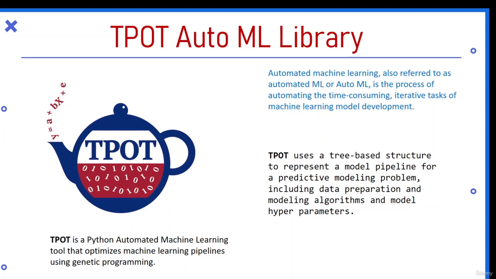So basically, this was how the TPOT library works. It uses a tree-based structure in which it creates different model pipelines. It tells us which pipeline is the best pipeline, and then we can deploy or use that model for our future use.